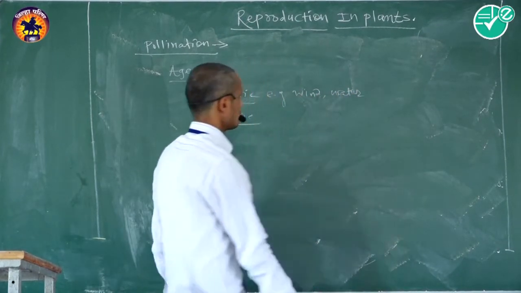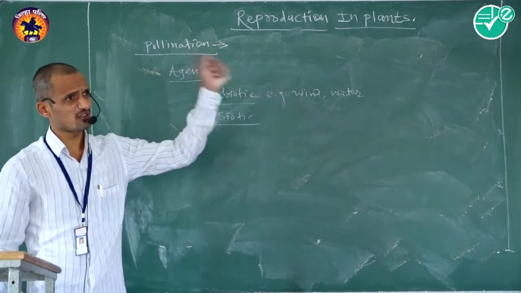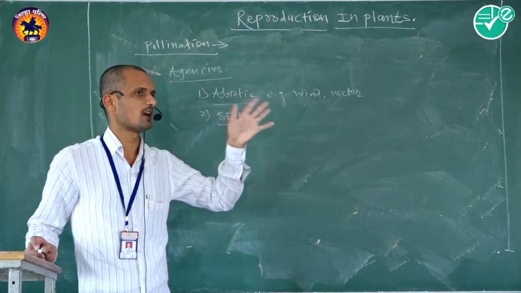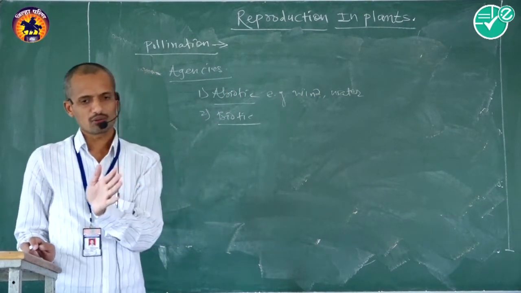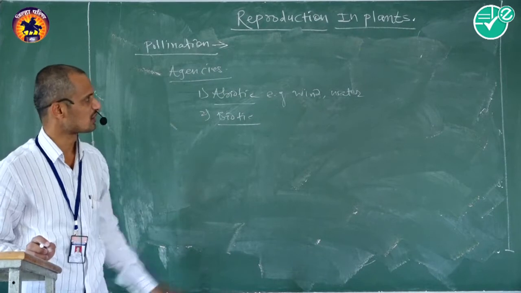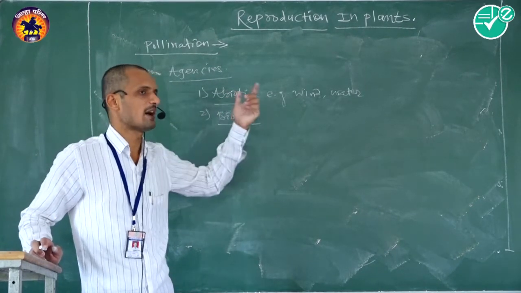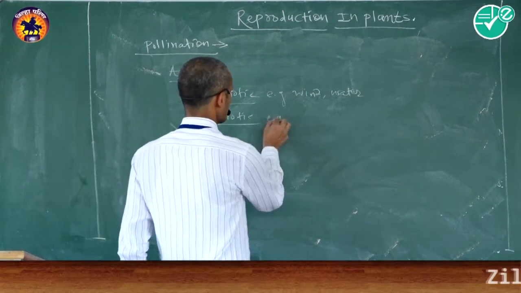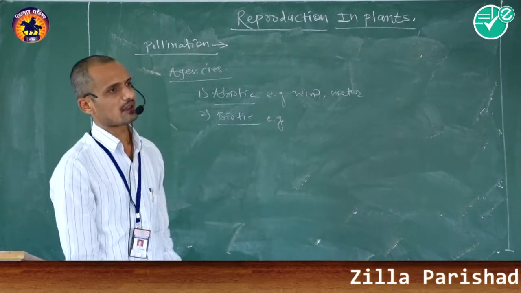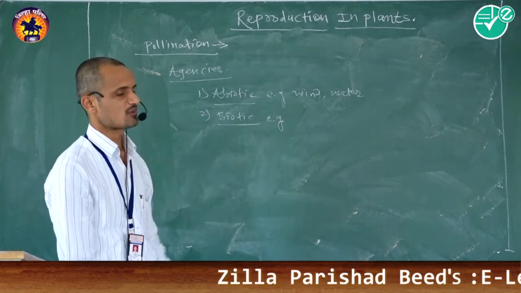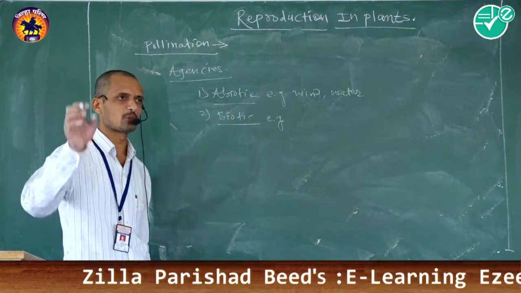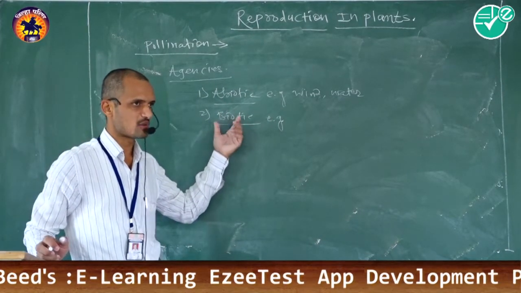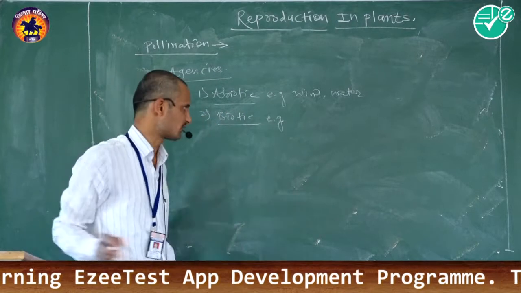Wind, water, that is the physical factor. Those physical factors, they are responsible to transport the pollen grain from anther to the respective stigma, that is called as abiotic pollinating agent. Biotic means the living things or the different kinds of living organisms, they are responsible to transport the pollen grain from anther to the respective stigma, that is called as biotic pollinating agent.